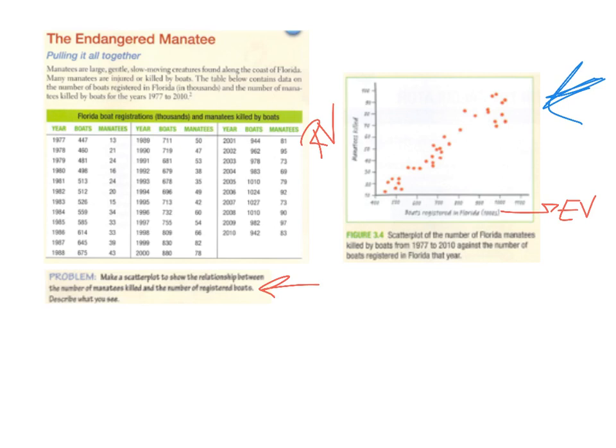If we're going to describe it, we're going to use our acronym, and we're going to see what we have going on here. Remember, we're SOFA, and we're going to use our context. Make sure you use your context. So let's look at what we have going on here. There's a positive association.